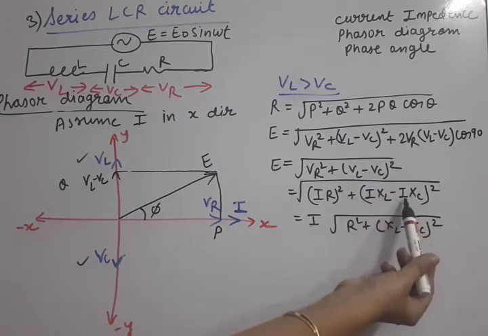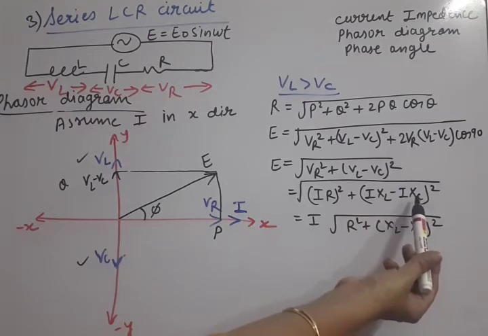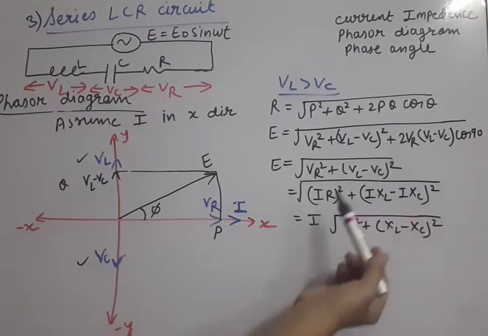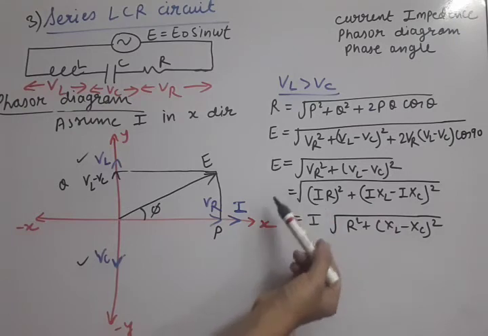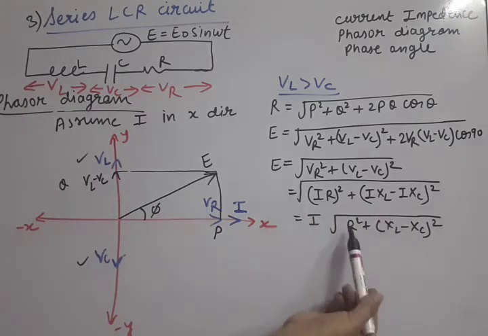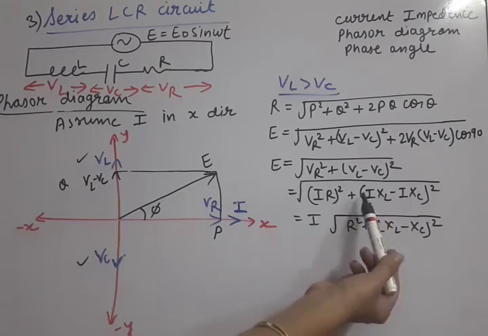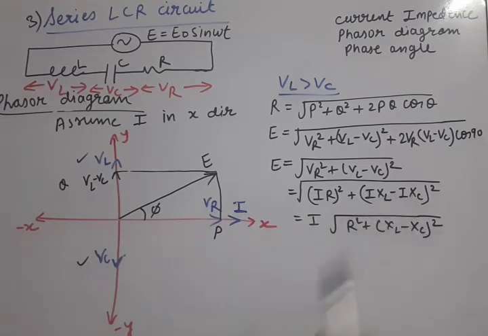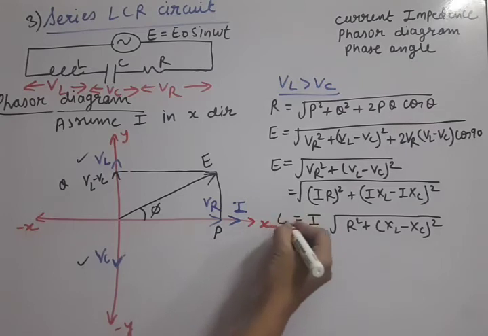VC will become I into XC, reactance. Now here also I is common, here also I can be taken. So finally I is out, root of R square is left here and here I is taken already. So XL minus XC whole square is left. So this way the current answer we can get by dividing it with E.